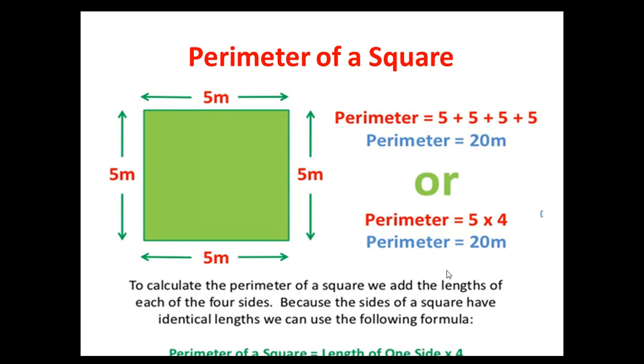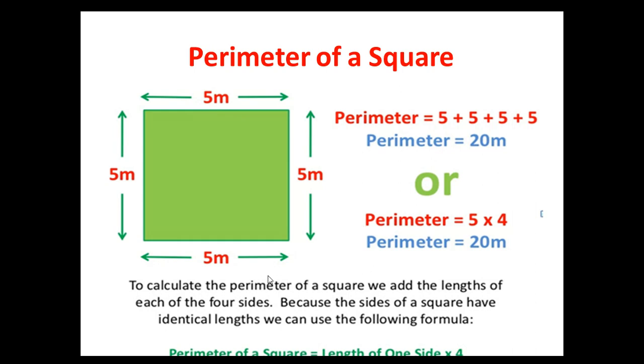Here is an example. If one of the sides is 5 meters, I should know that the other sides will also be 5 meters because it is a square, and a square has 4 equal sides. So I can add the 4 sides, 5 plus 5 plus 5 plus 5, and it gives me 20 meters. Or I can use the formula, which is 5 times 4, and it gives me 20 meters. It's the same answer, as you can see.